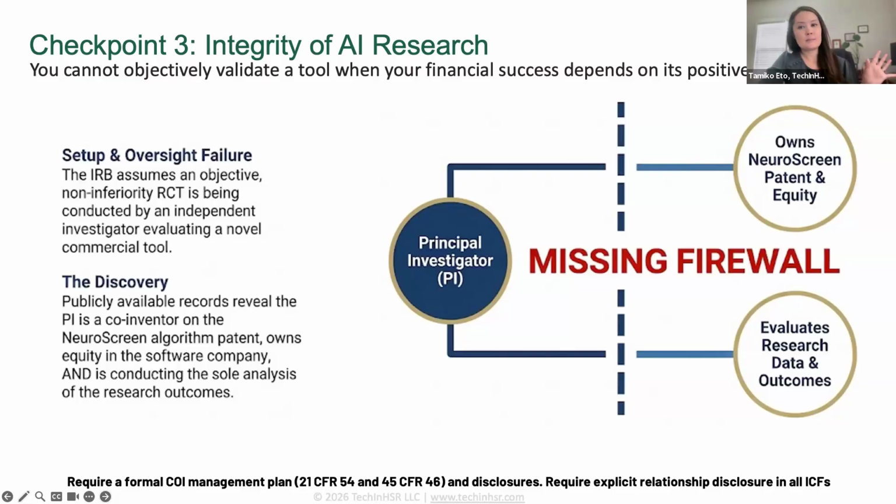In NeuroScreen's case, the IRB reviewer did a quick internet search and found publicly available records revealing that the PI actually has a direct financial interest in the commercial deployment of NeuroScreen.